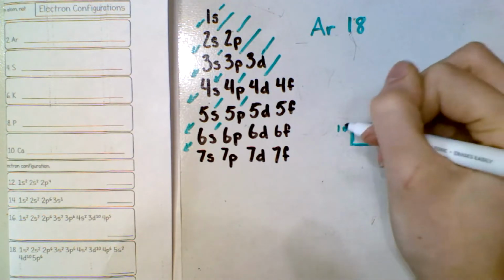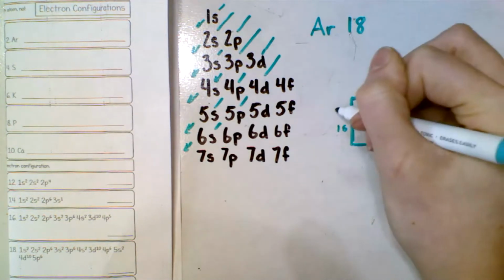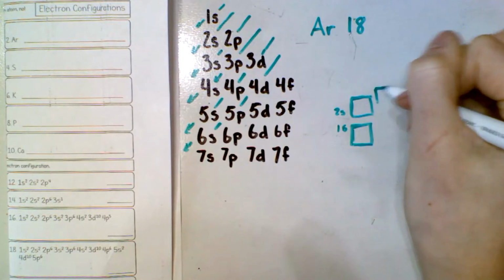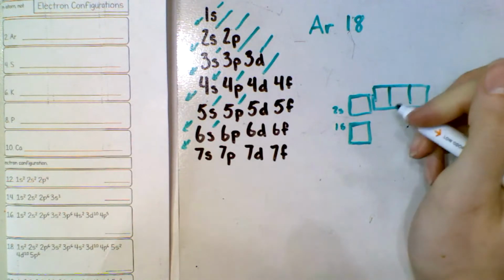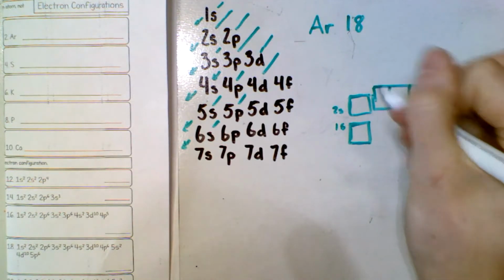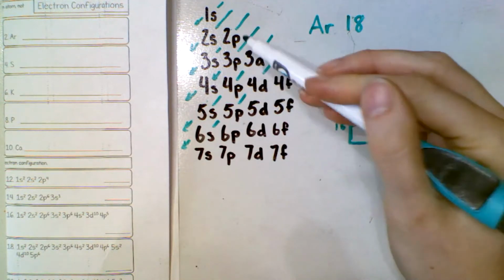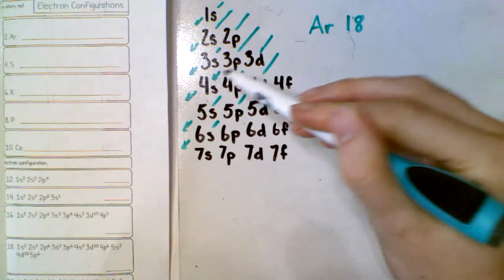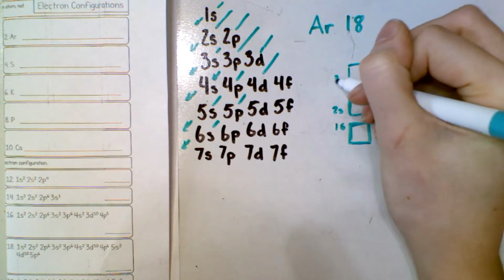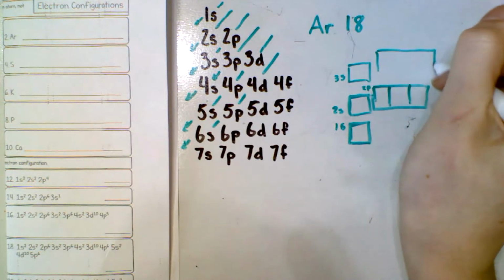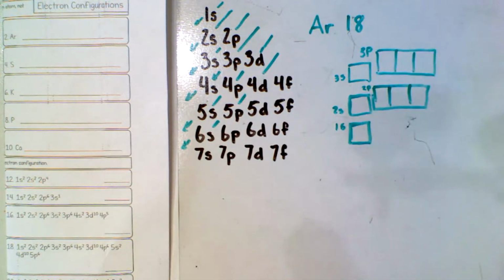1s sublevel. Then in our next level up, we're going to have 2s with one orbital in it, and then 2p with 3 orbitals. Then we'll go to 3s, then 3p. And I'm just going to draw it up till there for now.